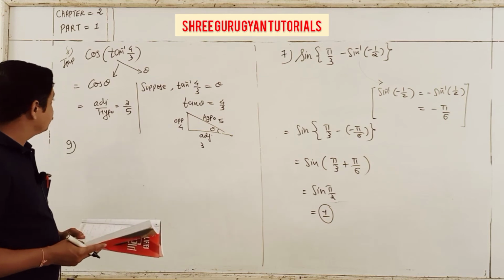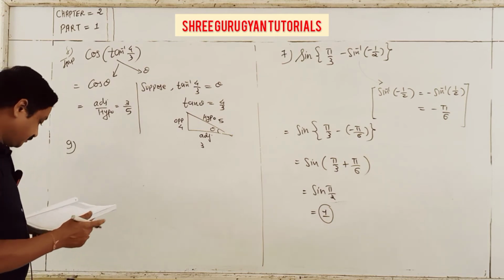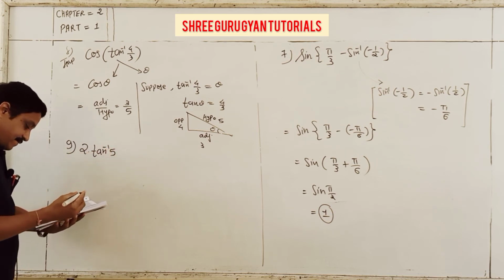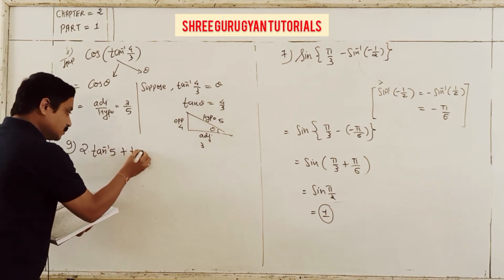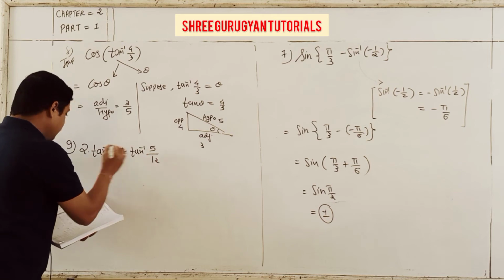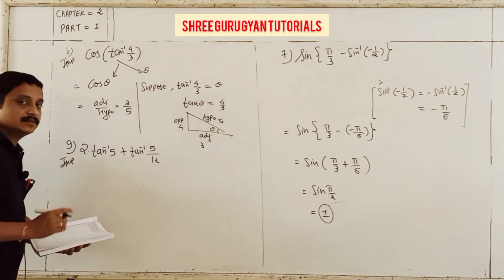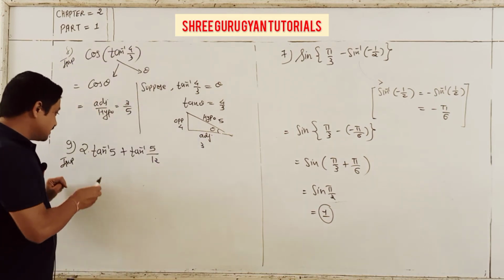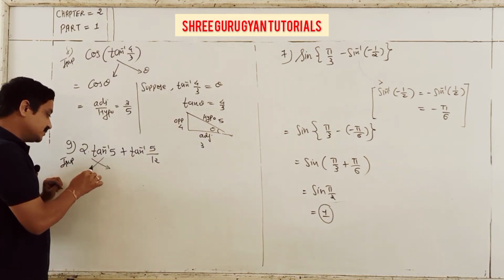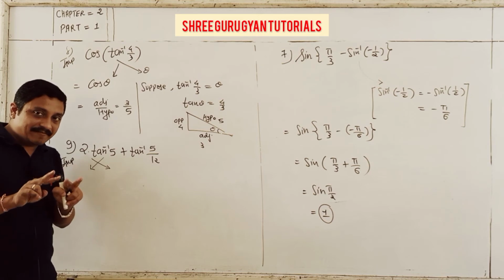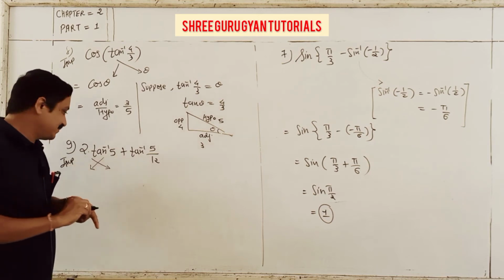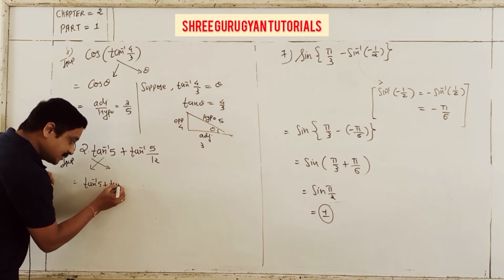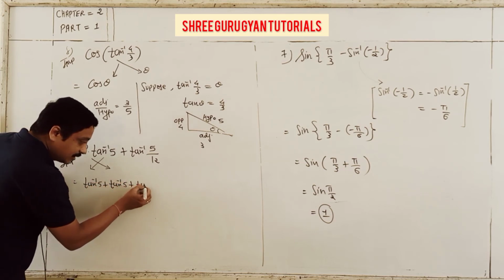Now continue, next question: 2 times tan inverse 5 plus tan inverse 5 by 12. This is also a board question, IMP for exam. Students, first of all, these are 2 times, so I split them: 1 time plus 1 time. Here tan inverse 5 plus tan inverse 5, and the other as it is.